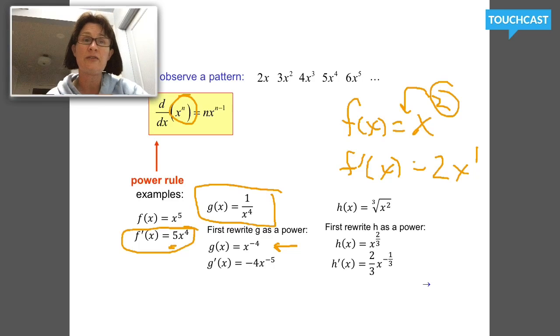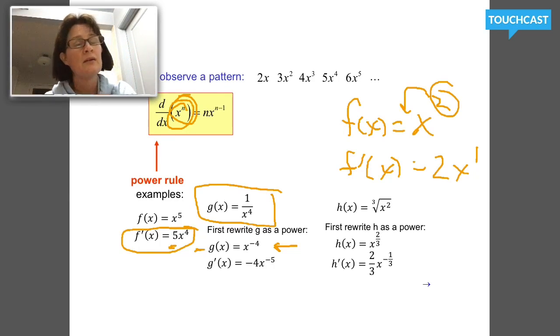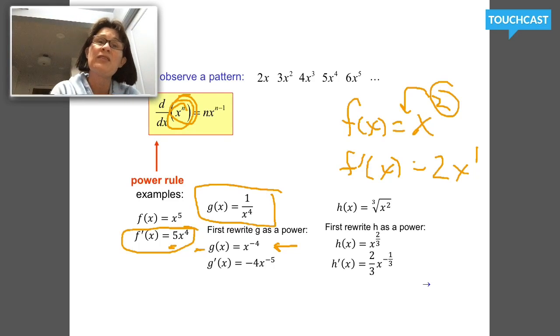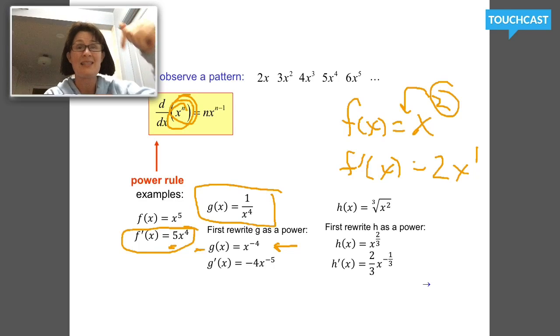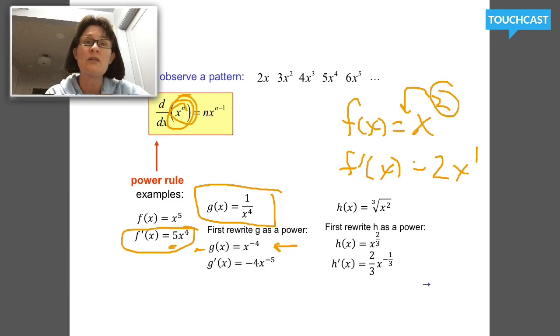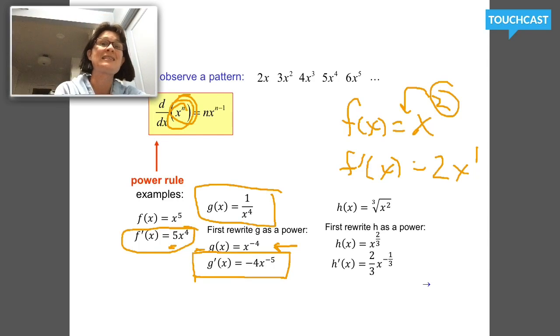So notice I started with g of x was 1 over x to the 4th. I'm still labeling the same function g of x because my first job is to take the original function and rewrite it so that it looks like it's going to follow this rule. So it looks like I'm going to have a function that's x raised to some exponent. So if g of x is x to the negative 4th, now I can use the power rule. The old exponent, negative 4, comes down to the front. My new exponent on x is going to be 1 less than the old exponent, and negative 4 subtract 1 makes negative 5. That's how I get g prime of x is negative 4 times x to the negative 5th.